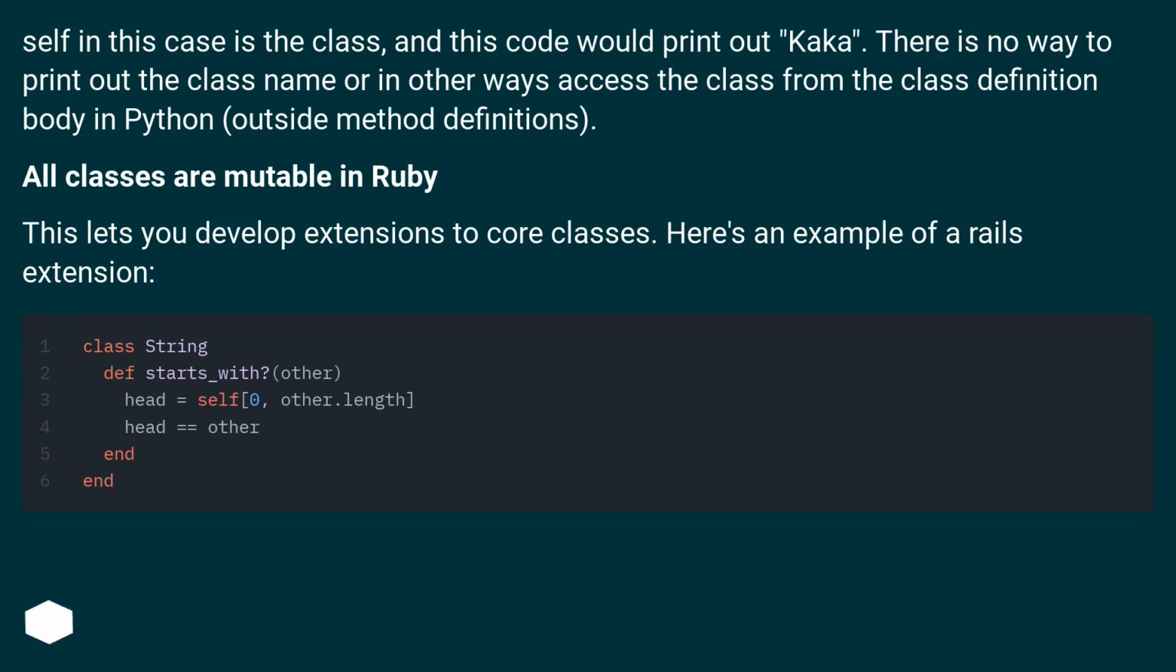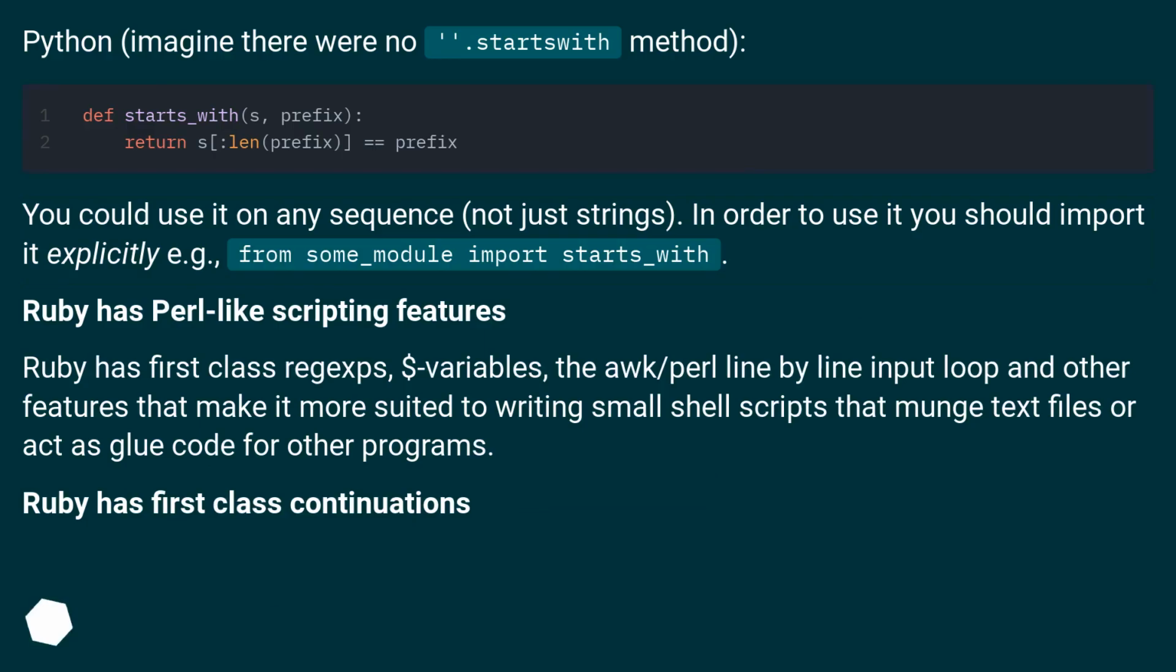All classes are mutable in Ruby. This lets you develop extensions to core classes. Here's an example of a Rails extension. In Python, imagine there were no dot startswith method. You could use it on any sequence, not just strings. In order to use it you should import it explicitly, for example: from some_module import starts_with.